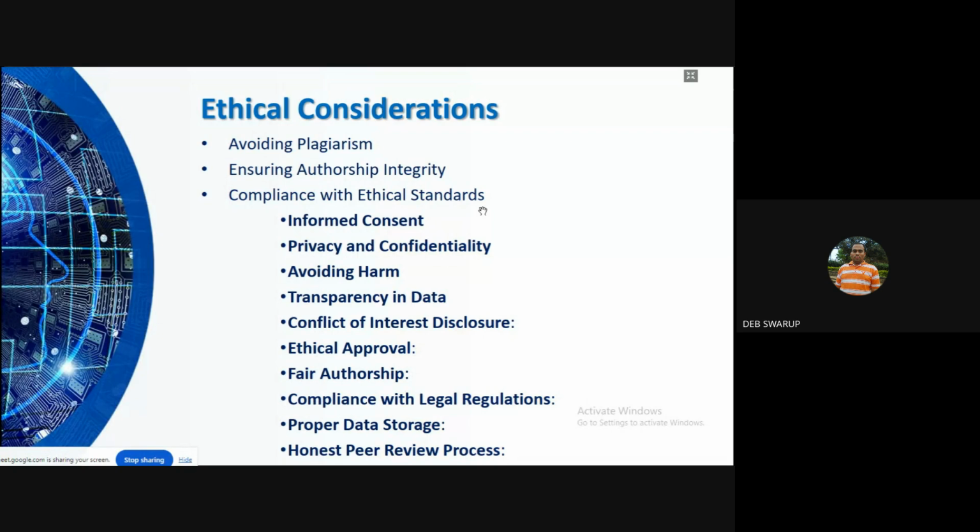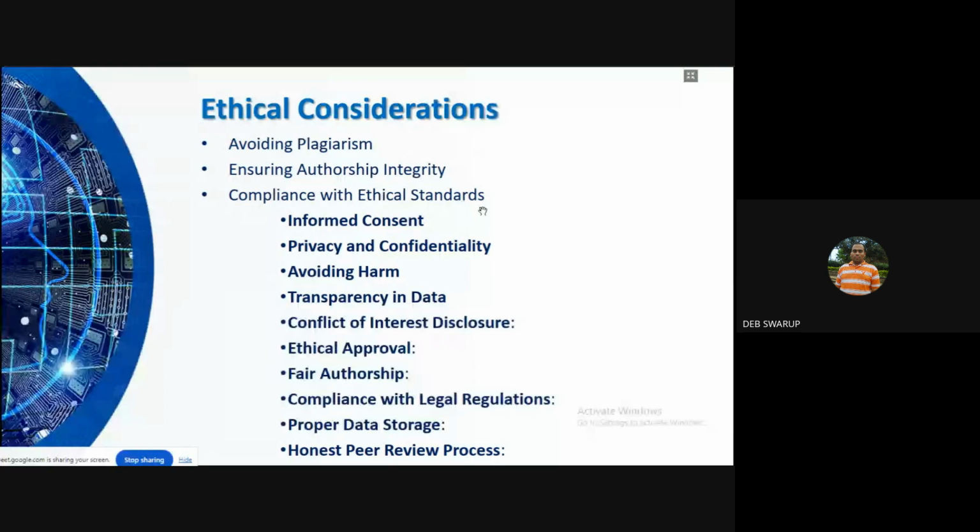Now, these ethical standards are fixed for journals. Every journal has these ethical standards on its website. Please browse them, go through the journal's ethical standards, and there you will come to know about many things.